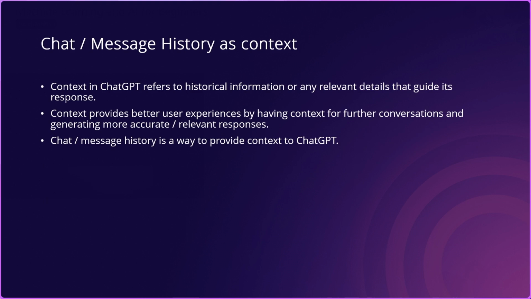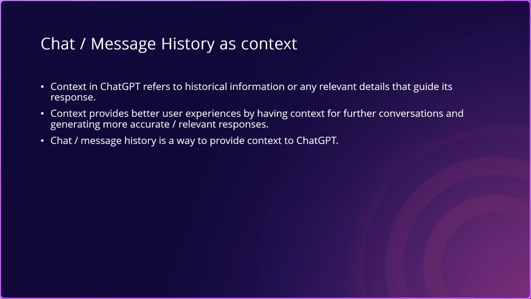Now, the other part that sets ChatGPT apart from just GPT in general is chat and message history and how it leverages this message history as context. So context in ChatGPT refers to historical information or any relevant details that guide its responses. What the context does is it provides a better user experience by having context for further conversations and generating more accurate or relevant responses. Chat or message history is a way to provide context to ChatGPT.